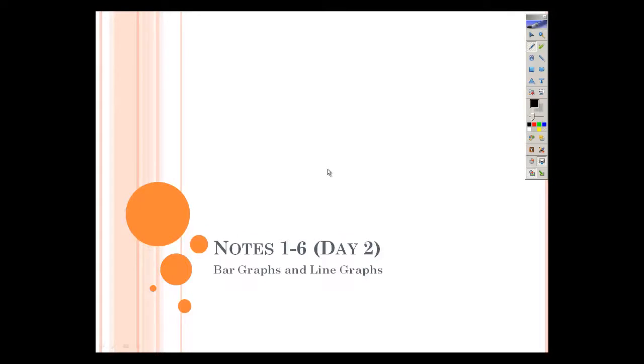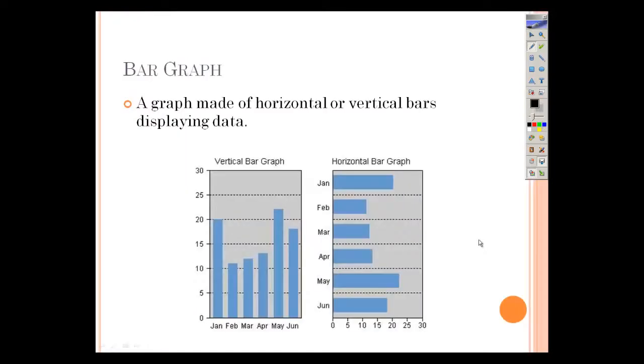Today we're going to talk about bar graphs and line graphs, but today just the bar graph side. A bar graph is a graph made of horizontal or vertical bars displaying data. Here are two different types of bar graphs. One is the vertical bar graph with the bars going up and down, and one is the horizontal bar graph with the bars going from side to side. For what we're going to do today, we're just using vertical bar graphs, and all of our bar graphs are going to look like the graph on the left-hand side of the screen.